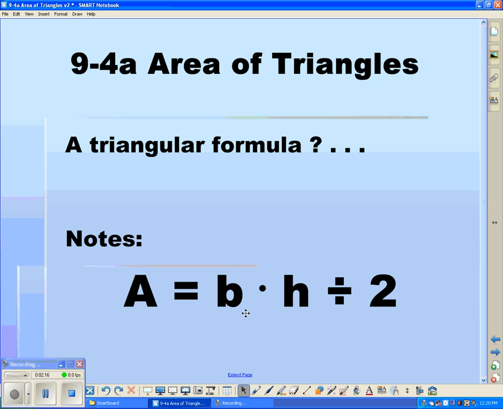What that tells us is that a formula that will work for finding the area of a triangle is to take the base times the height and then divide that by 2. So the area of a triangle is the base times the height divided by 2. We would abbreviate that A equals B times H divided by 2.